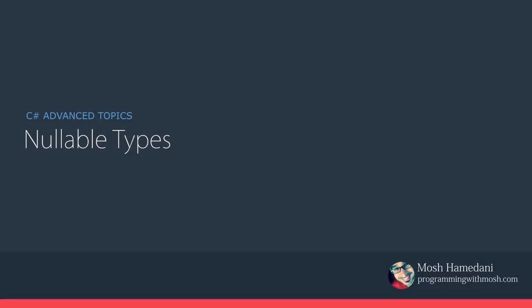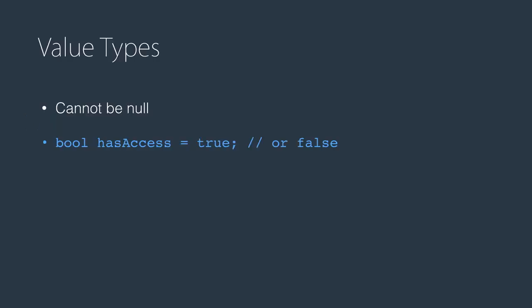Okay, nullable types. What are they and why do we need them? In C#, as you probably know, a value type cannot have null. So if you define a bool, it can have either a true or a false. But there are situations that you would also like to cater for null values.